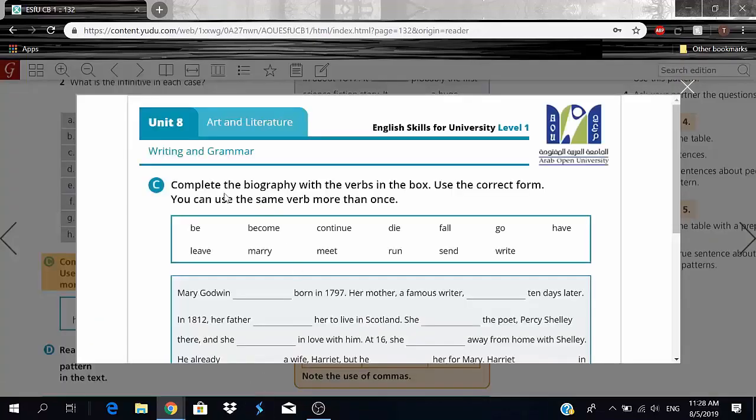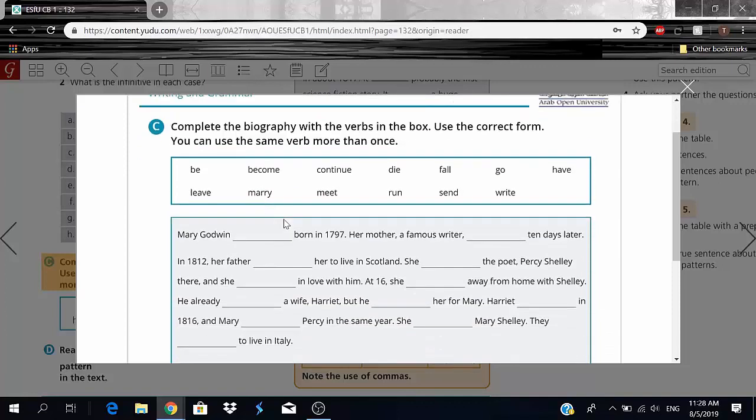Here we have complete the biography. Oh, give it a second. Complete the biography with the verbs in the box. Okay? Use the correct form, and you can use the same verb more than once. Okay? So actually, let me read the verbs first. So I'm gonna have to write these down. Okay, so be, become, continue, die, fall, go, have, leave, marry, meet, run, send, and write. Okay? And we can use the same verb more than once. So that opens things up just a little bit.